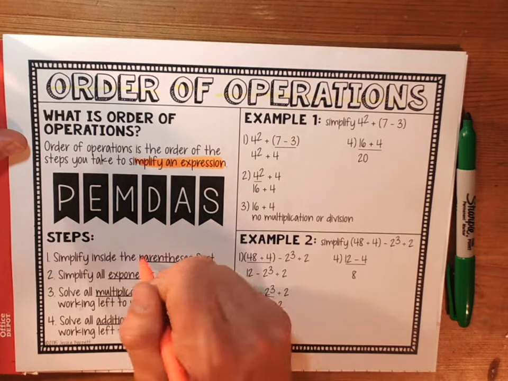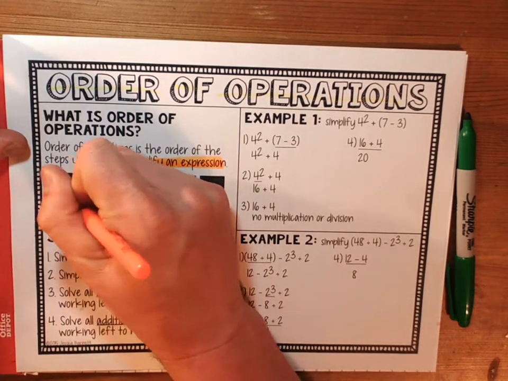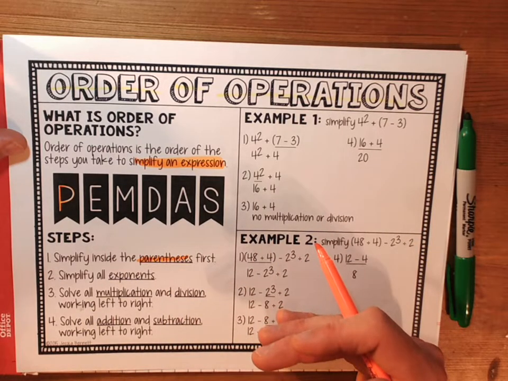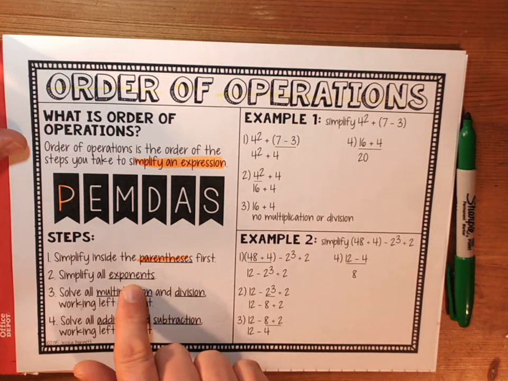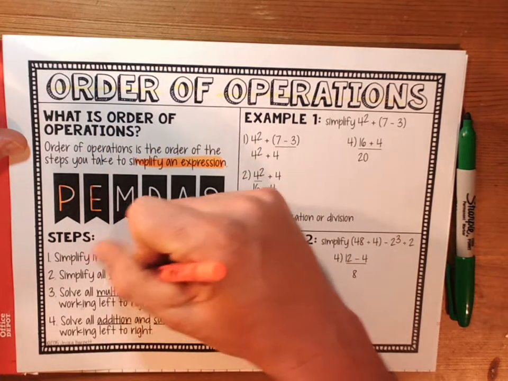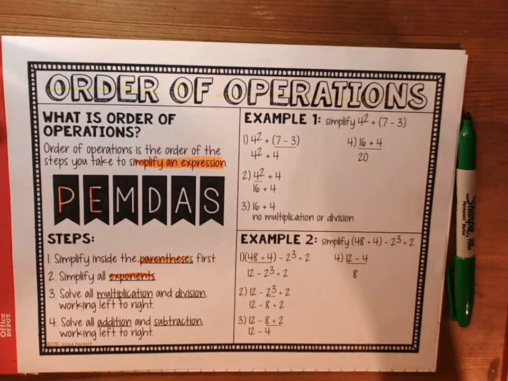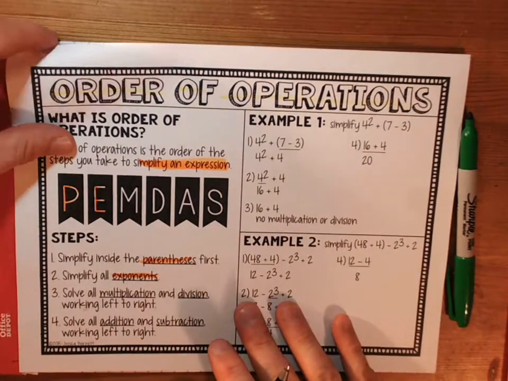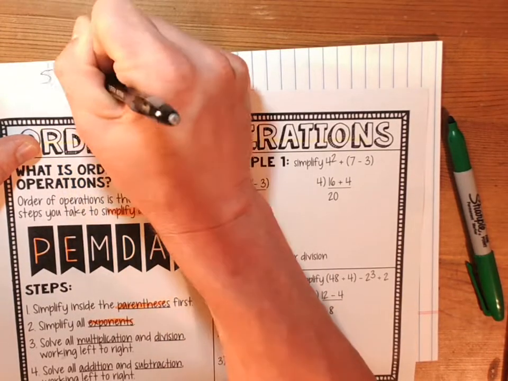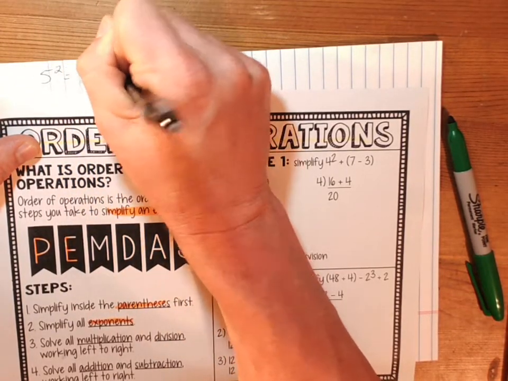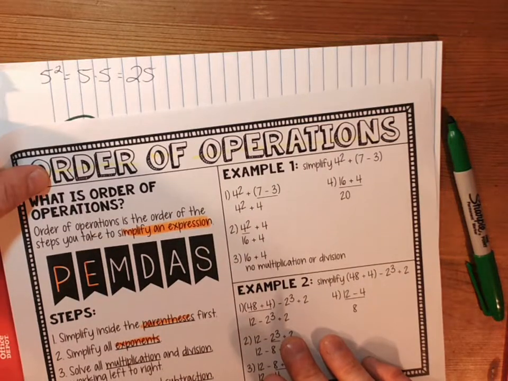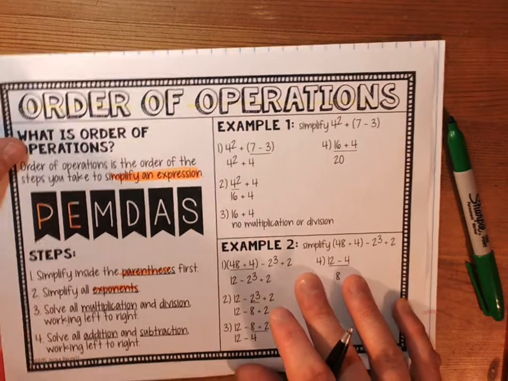The P is the parentheses. P, parentheses, we do those first always. Then we'll rewrite the expression, and then we'll go back through it. If there's no more parentheses, we'll do the exponents. And if you recall, exponents are simply something like 5 to the second power means 5 times 5, which means 25. 5 squared is 5 times 5 equals 25.